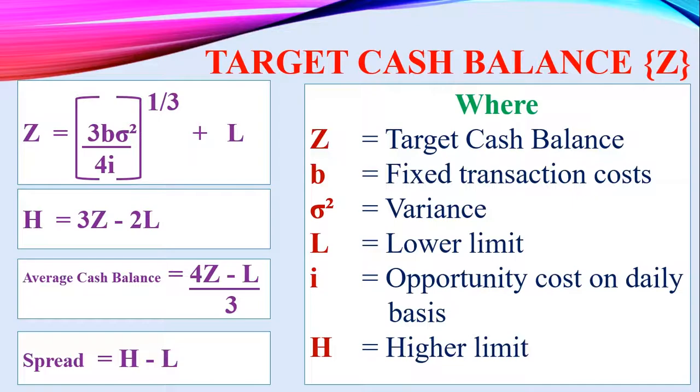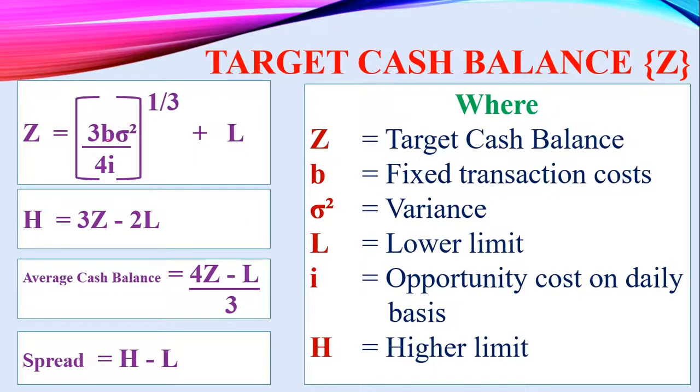So let's see what each item represents. The first item here is Z, and we have already said that Z represents the target cash balance, that amount of cash that you need at any given time. That is our Z. Then L here represents the lower limit, the least amount that you can hold, that if you go to that point, you need to sell off some marketable securities to be able to take you back to Z.